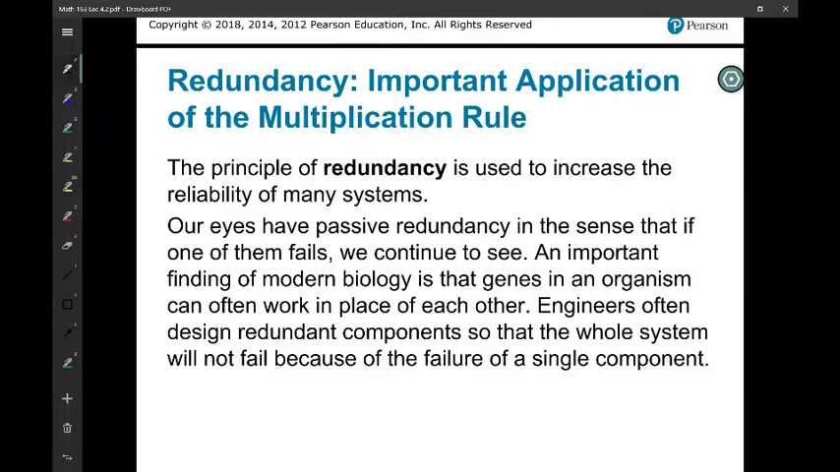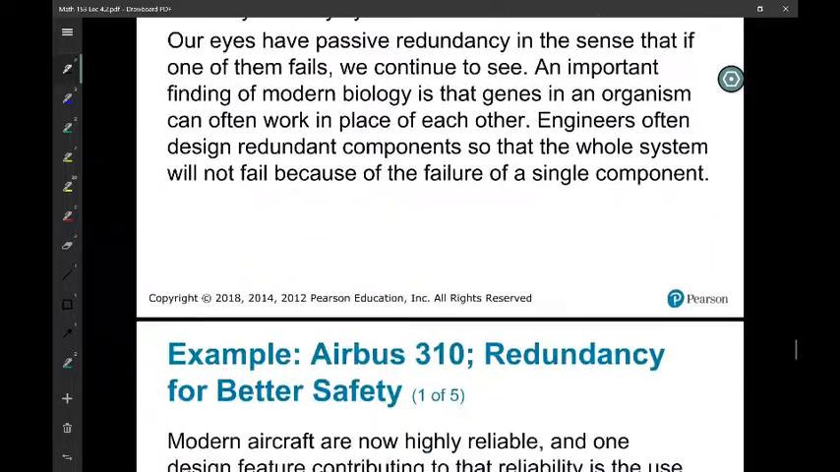Redundancy, an important application of the multiplication rule. The principle of redundancy is used to increase the reliability of many systems. Our eyes have passive redundancy in the sense that if one of them fails, we can continue to see. An important finding of modern biology is that genes in an organism can often work in place of each other. Engineers often design redundant components so that the whole system will not fail because of the failure of a single component.